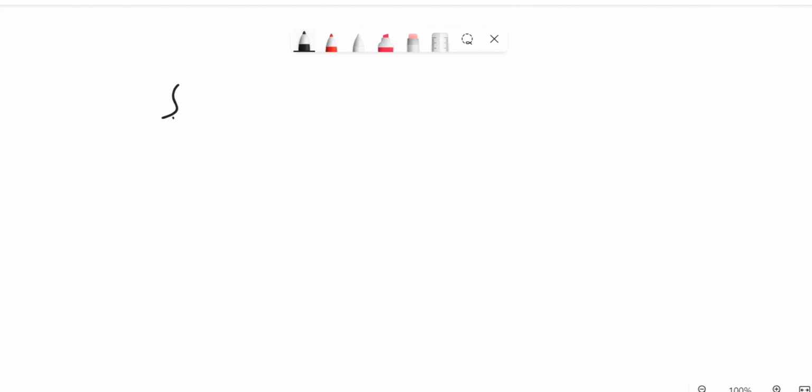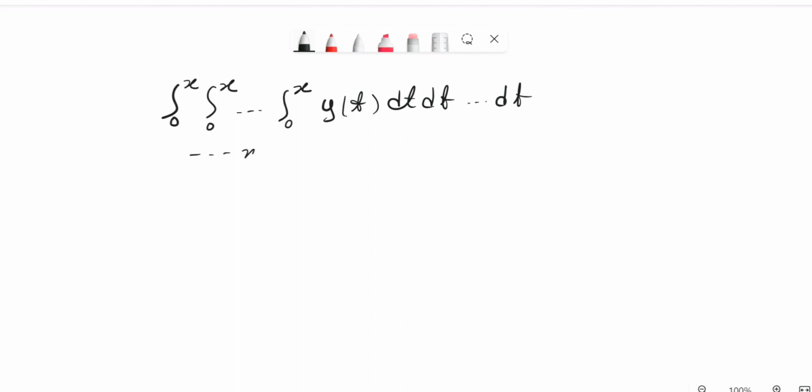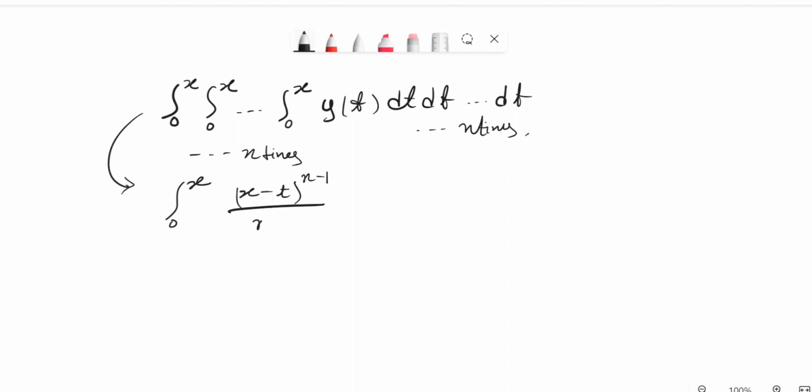Whenever you see integration 0 to x, dot dot dot, integration 0 to x y(t) dt dt dot dot dot dt, where this will be n times and this will also be n times, whenever you see this type of format, you have to convert this into integration 0 to x of (x minus t) to the power n minus 1 by (n minus 1) factorial, y(t) dt. So whenever you see this format, you have to perform it this way.